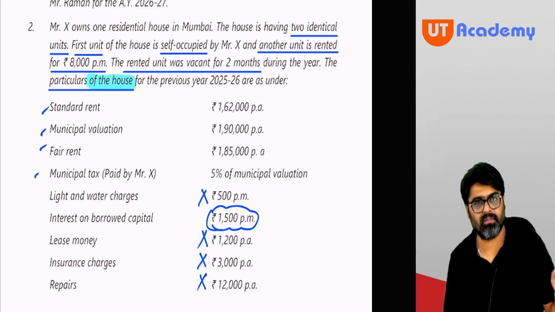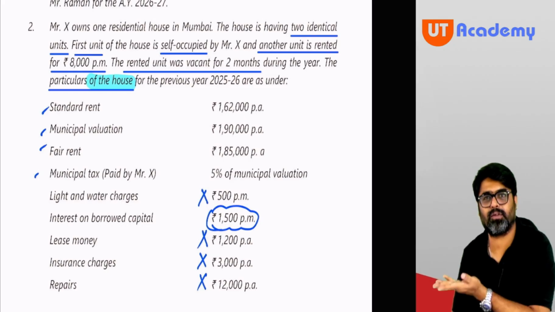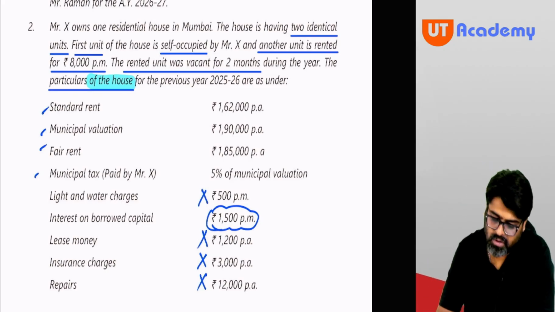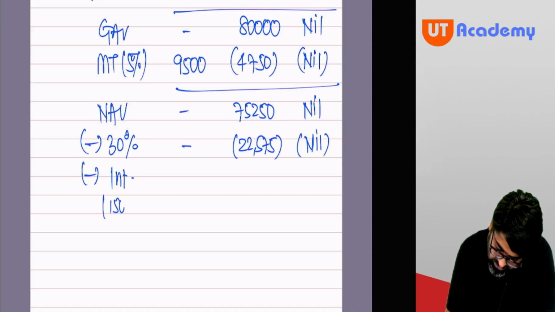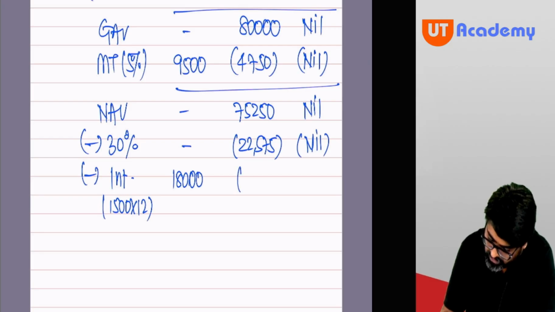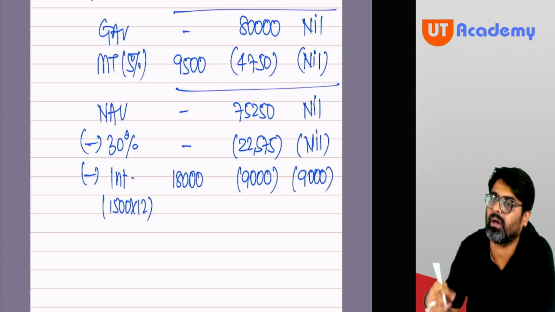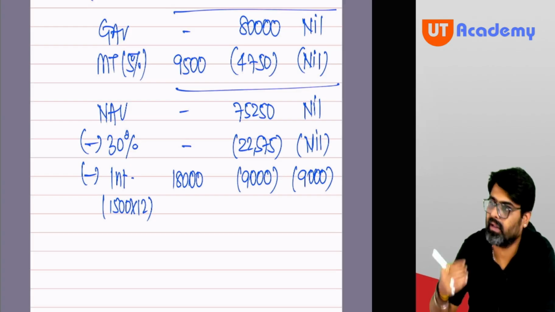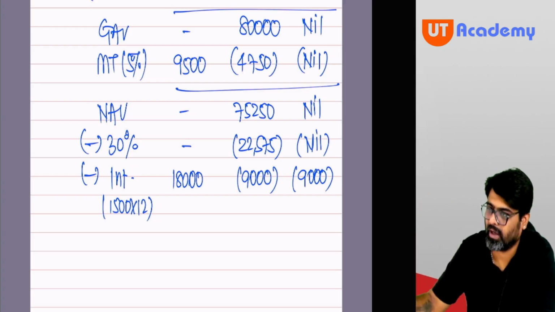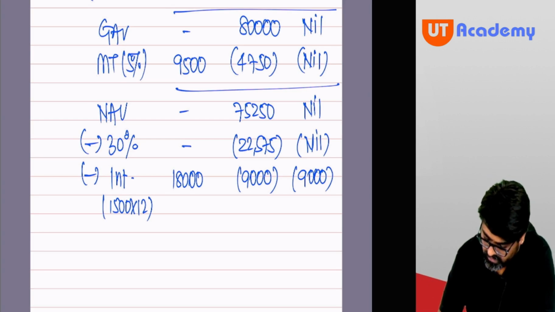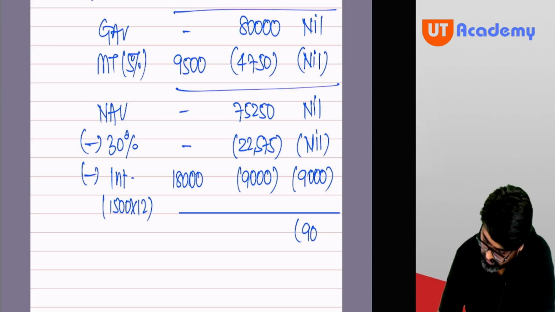Property is let out for 10 months. That does not mean that the interest will also be for 10 months. Interest will be for the full year, no? So into 12. Interest will be 1,500 into 12, which will be 18,000. 18,000 divided by 2. 9,000 from here and 9,000 from here. Why? Because whether you take the 30,000 limit or the 2 lakh rupees limit, 9,000 is lower. Getting my point? This will be negative 9,000.